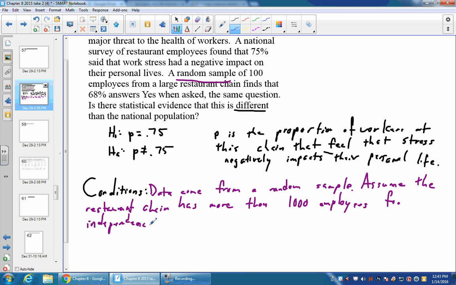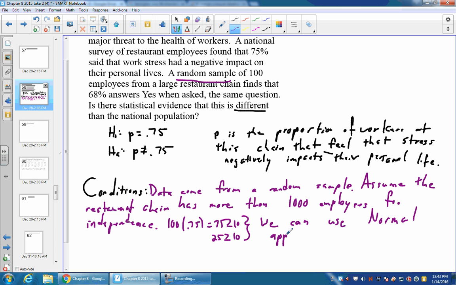All right, so now we just have to check normality. Now, in this case, it looks like we have proportions. So when we have proportions, we want to check that n times p is at least 10. So 100 times 75%, that's 75. So 75 is greater than 10. So that means 25 is greater than 10 as well. So we can use a normal approximation. All right. Now our conditions are done.